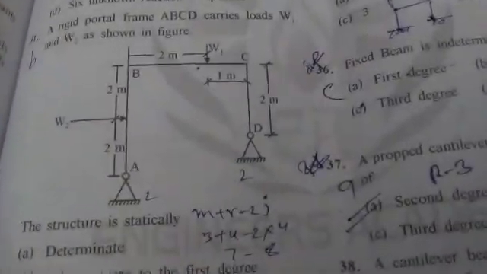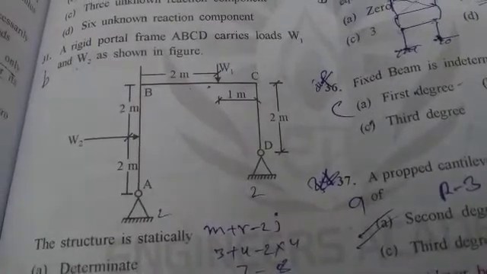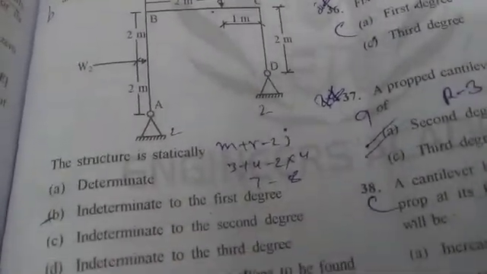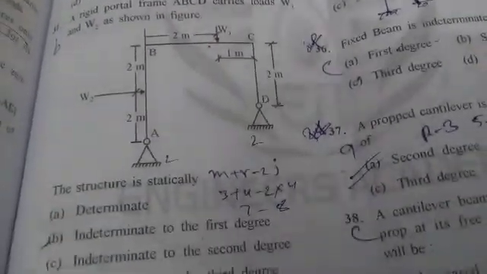This is the structure. See, they can change the values, but the structure will remain like this. This is the indeterminate structure of first degree. See, okay, and remember.